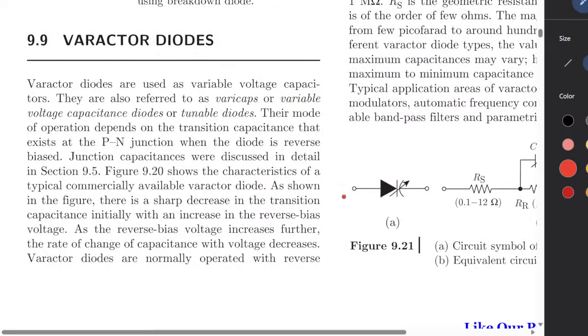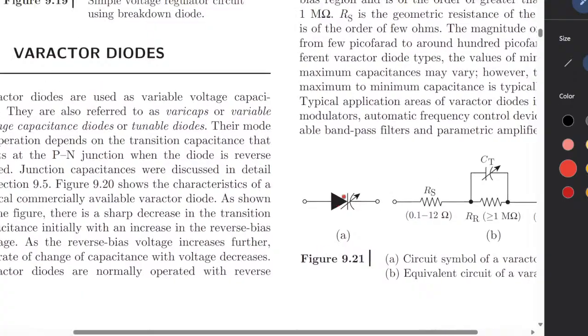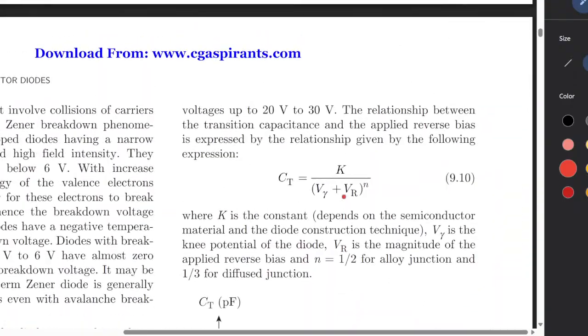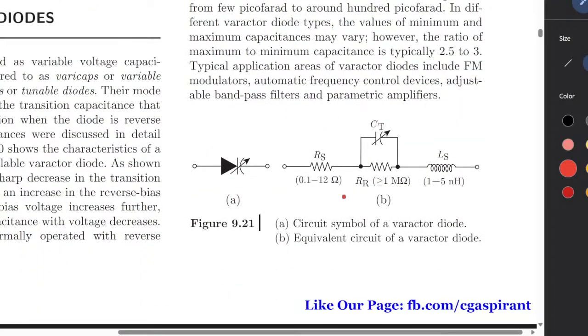Reverse voltage. As the reverse voltage increases further, the rate of change in the capacitance with the voltage decreases. The varactors are normally operated in the reverse voltage range of 20 to 30 volts. Okay, the symbol of the varactor diode is like that.